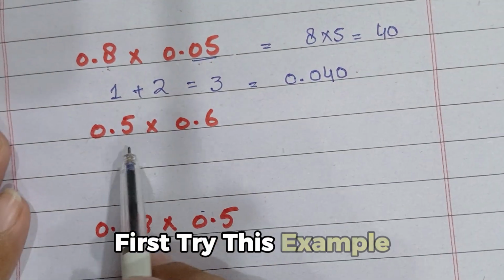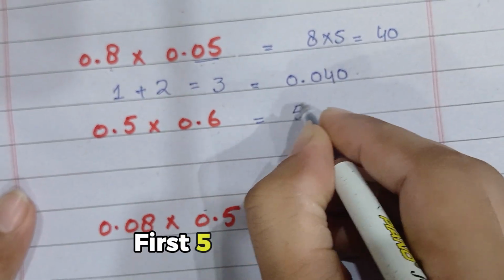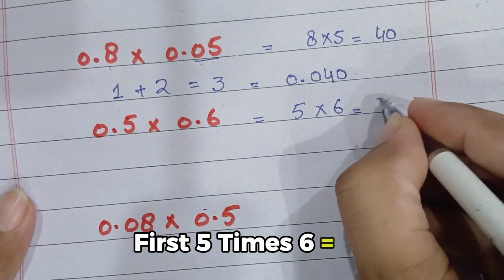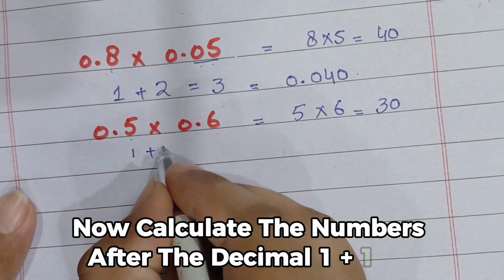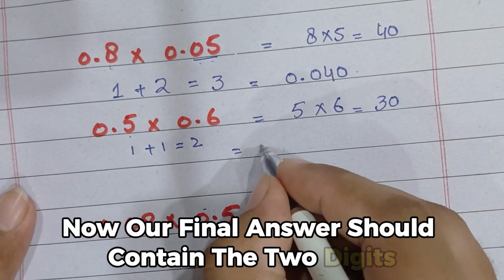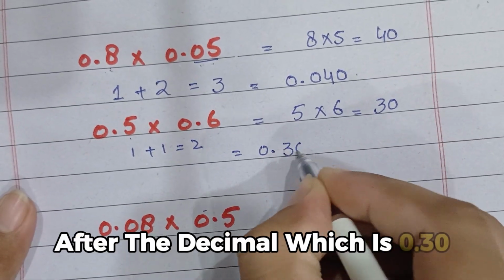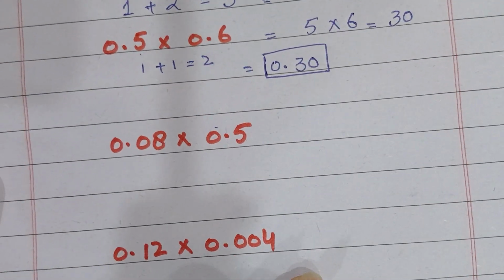First, try this example. Both numbers contain the same number of digits after the decimal. First, 5 times 6 is 30. Now calculate the digits after the decimal: 1 plus 1 equals 2. Now our final answer should contain 2 digits after the decimal, which is 0.30. Now this is our answer. Let's move to the next example.